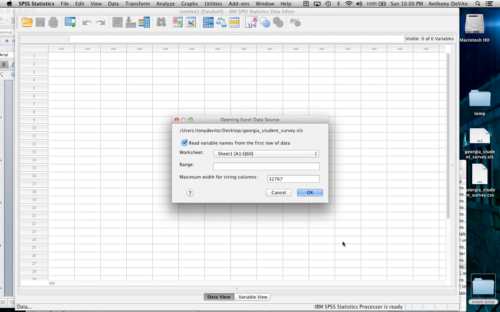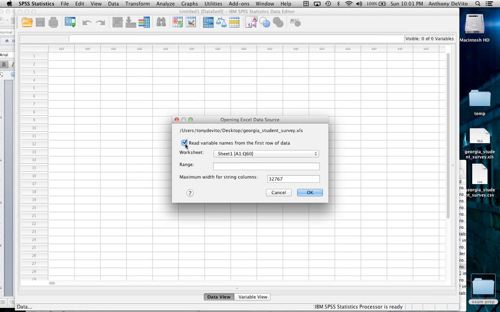SPSS is going to look at that file. It's going to realize it's an Excel file. It's going to say, okay, the data goes from cell A1 to cell Q60. In other words, columns A through Q, rows 1 through 60. That's what's on that worksheet. That's the data. That's what it plans on importing.